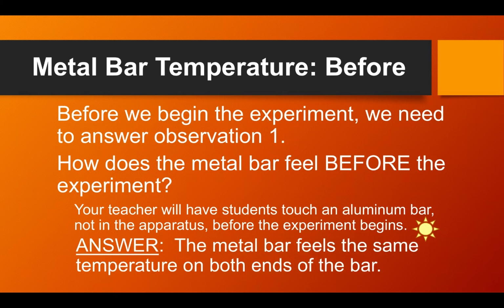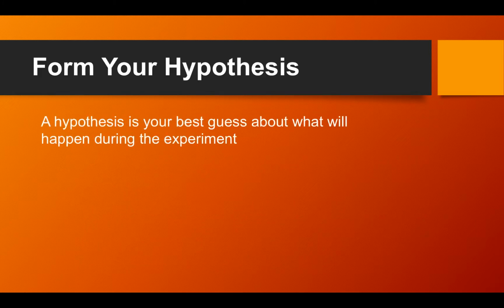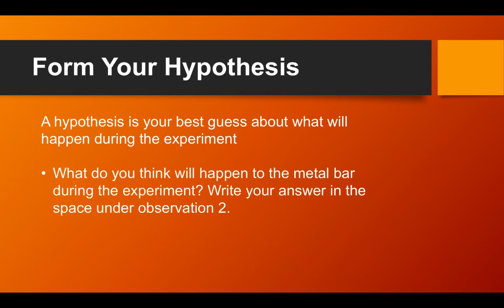So the bar should have felt the same temperature on both ends of the bar. Now let's think about the experiment. We're going to have a hot cup and a cold cup with an aluminum bar between the two. What do you think is going to happen during the experiment? Write your hypothesis in your lab sheets.